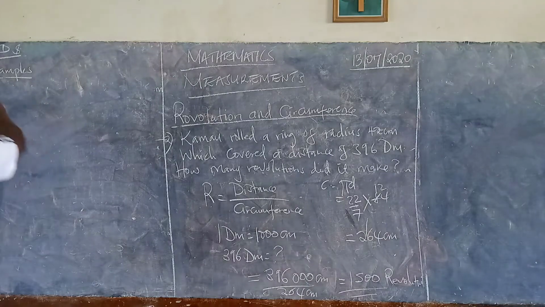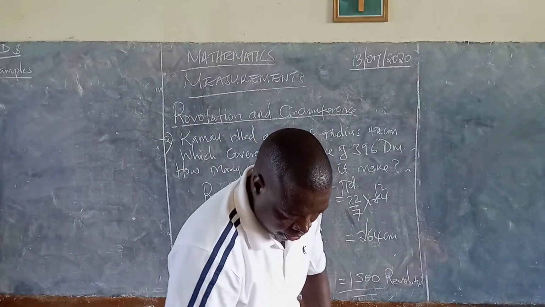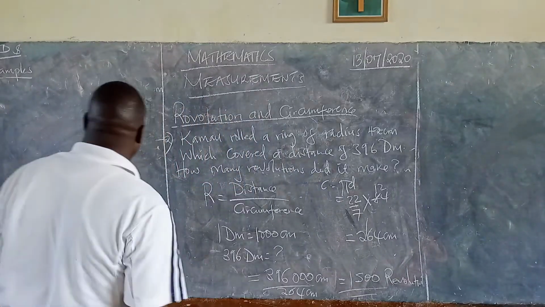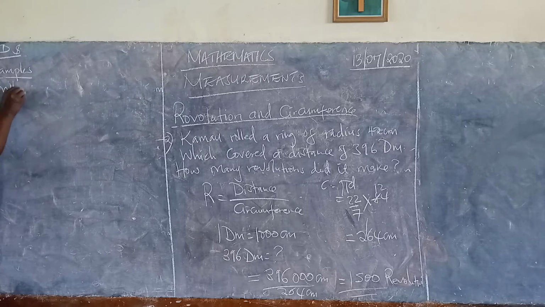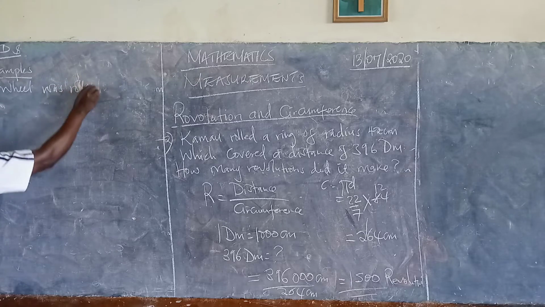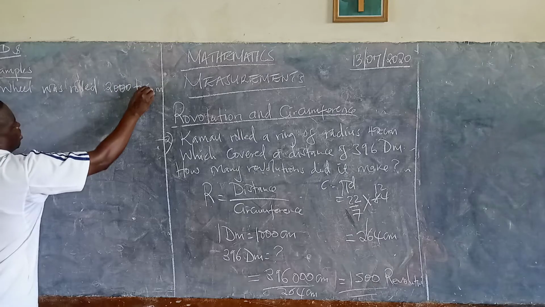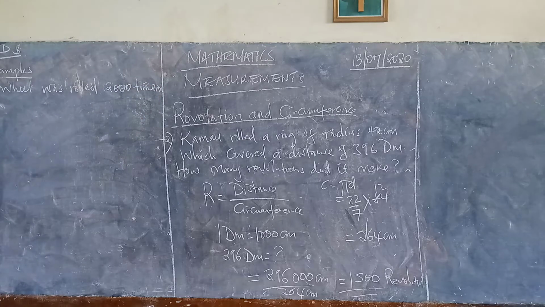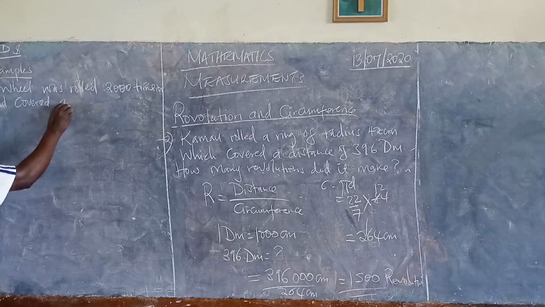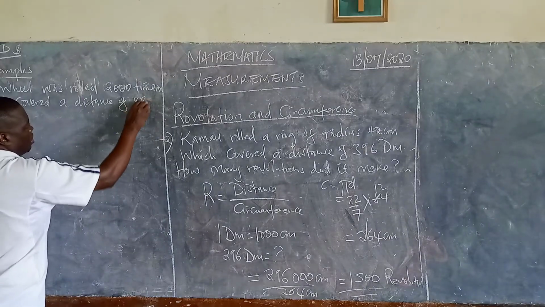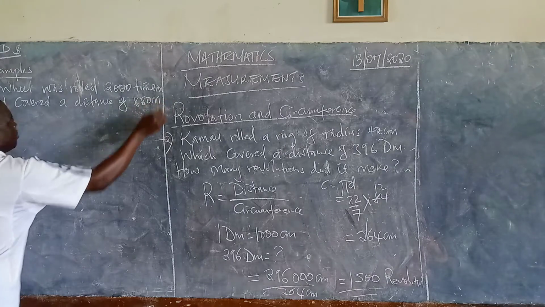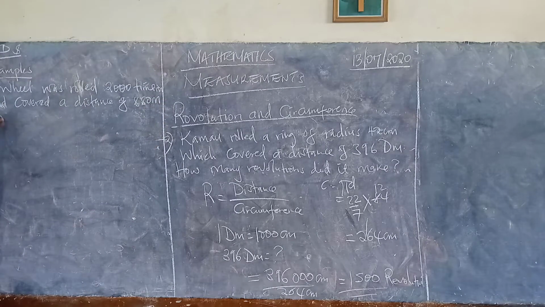Number 3. A wheel was rolled 2,000 times and covered a distance of 880 meters. Find its circumference.